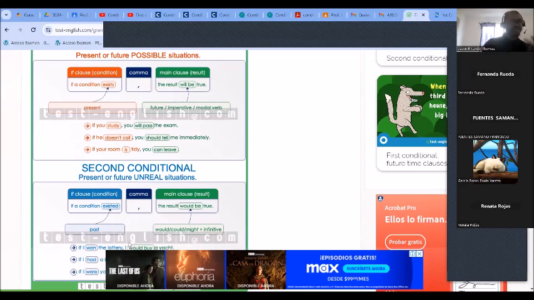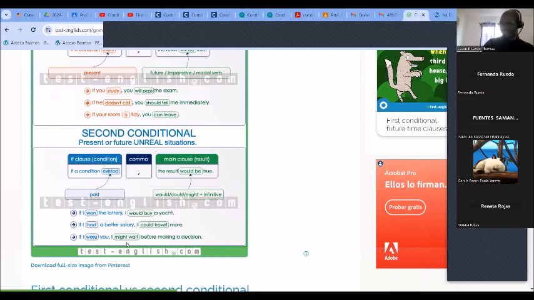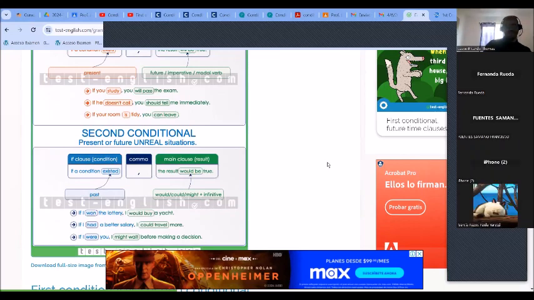Maybe the condition for it was in your past, so we use the past simple. But we don't know what the result is of this situation, so we're going to make up a result. For example, you're not buying lottery, but if you did, what would be the result of that action? That's the unreal future. So that's when we use this type of condition.